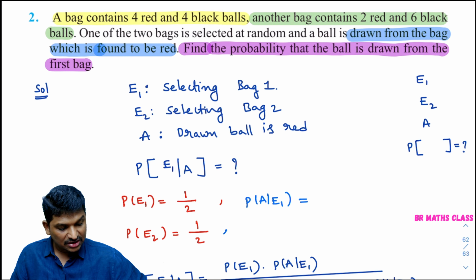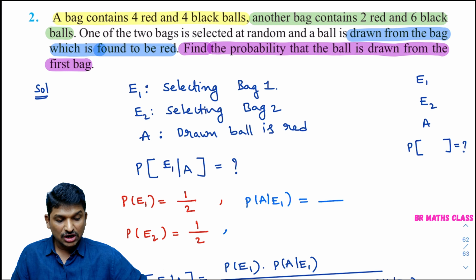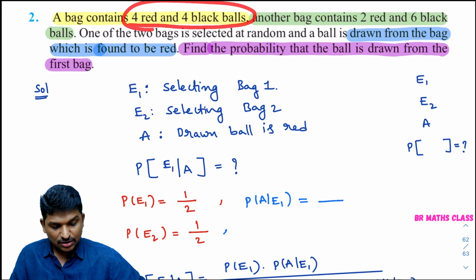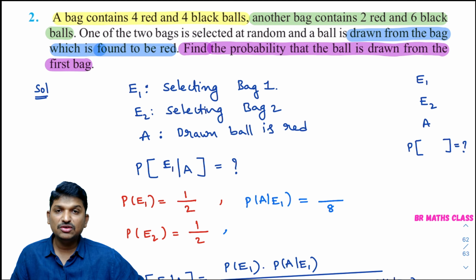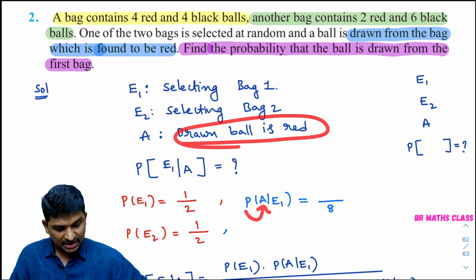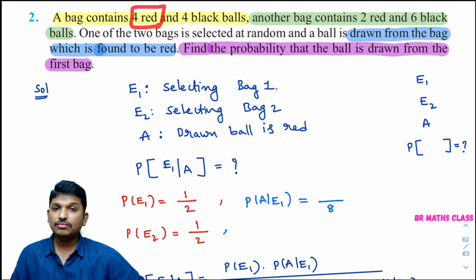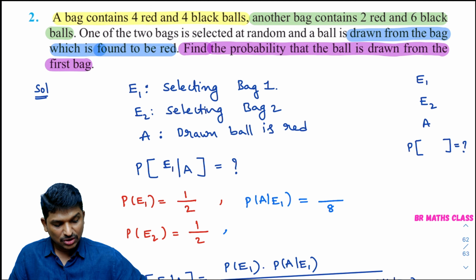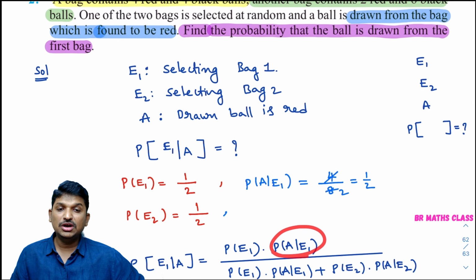So here, what is P of A by E1? Total how many balls are there? Total 8 balls are there. So 8C1, you are selecting one ball only. A ball is drawn from the bag, so total 8 possible results are there. And what is the probability that the drawn ball is red? How many red balls are there? Observe the question, total 4 red balls are there. So this is 4 by 8. 4 by 8 is nothing but 1 by 2. So we calculated probability of A by E1 also.